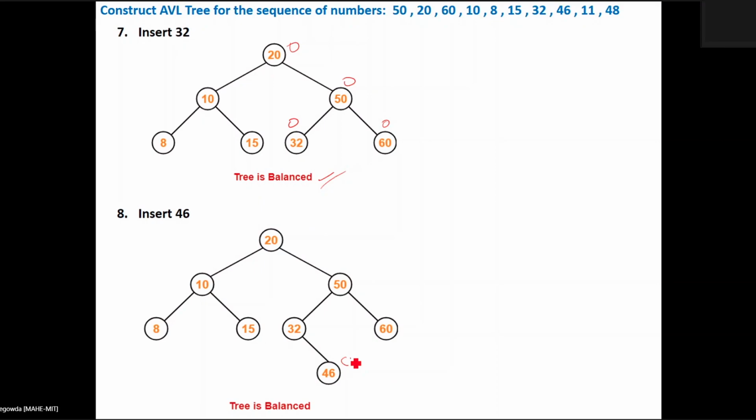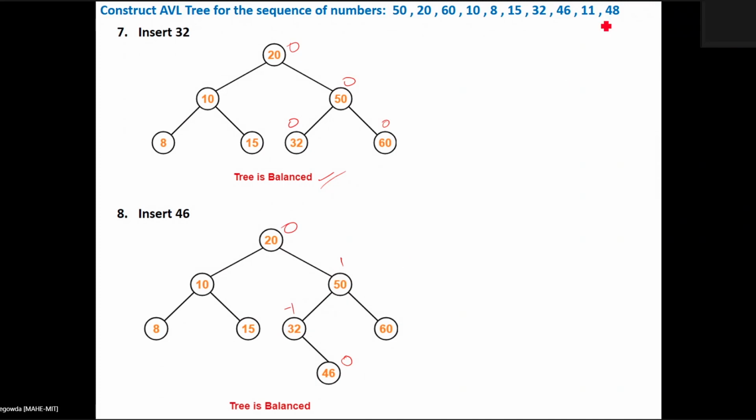The balance factor for a newly inserted node is always 0. Then the balance factor of 32 is nothing but minus 1. The balance factor for this is nothing but 2 minus 1, so that is nothing but 1. The balance factor of this is nothing but 0. So now the tree is balanced.